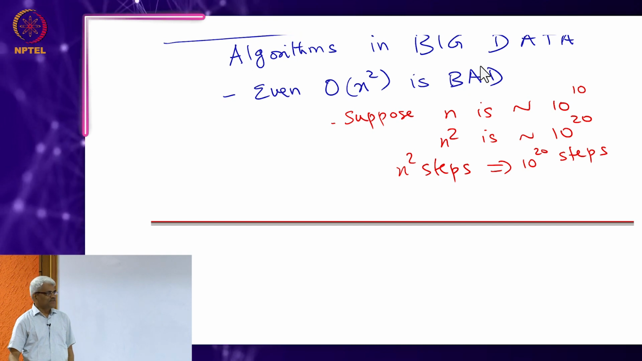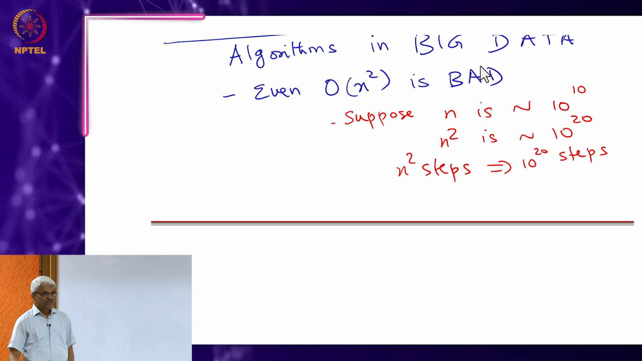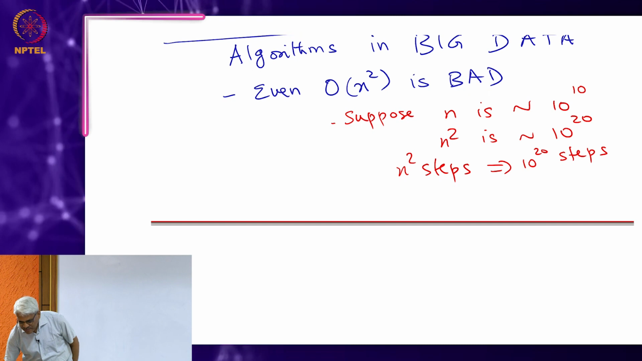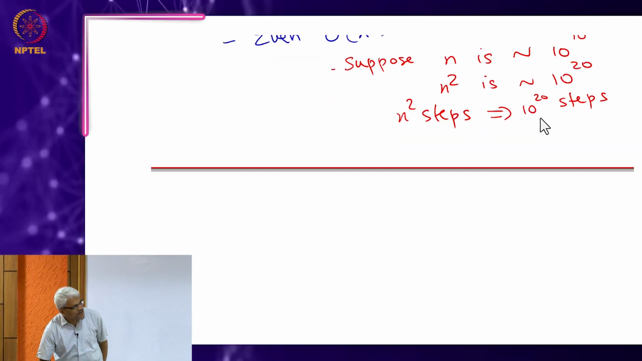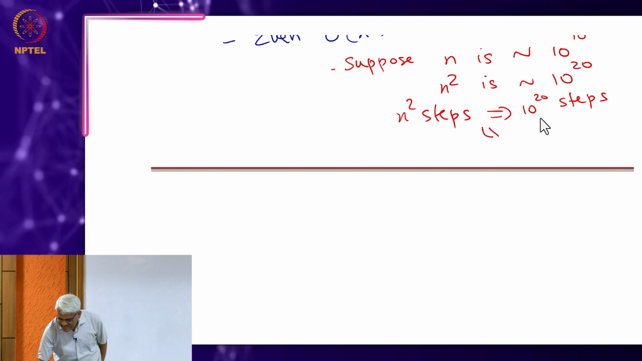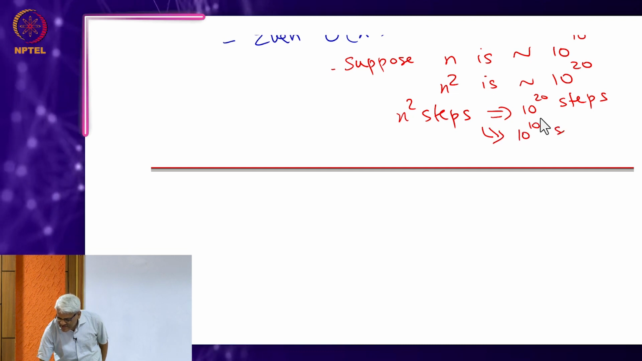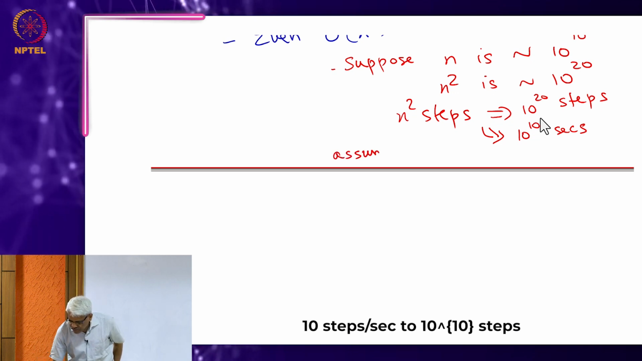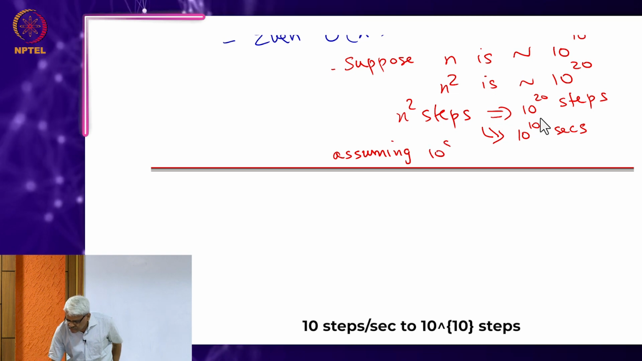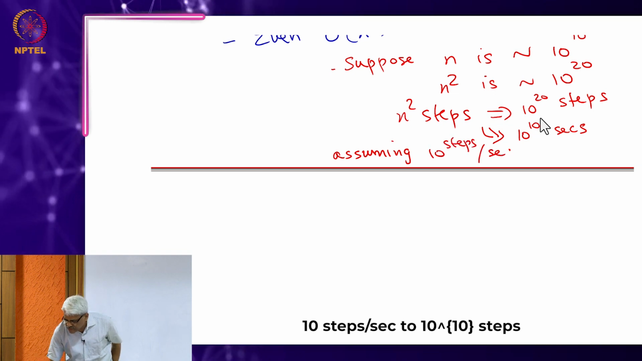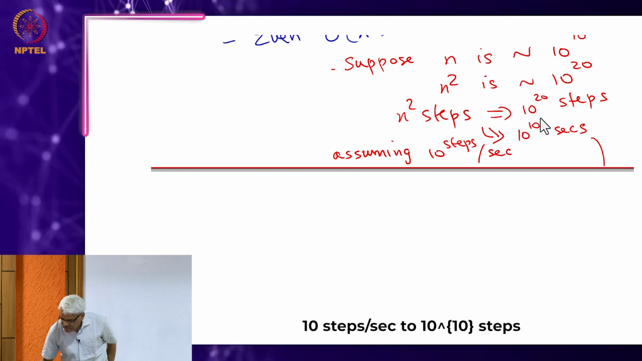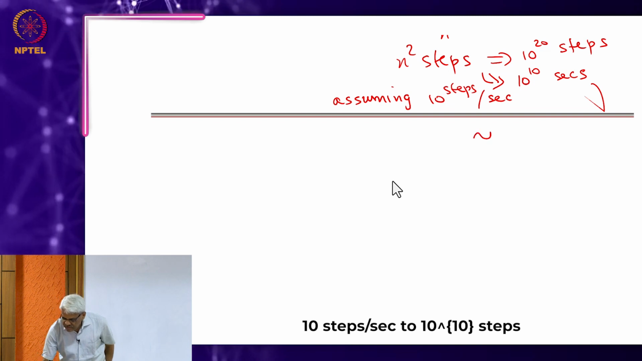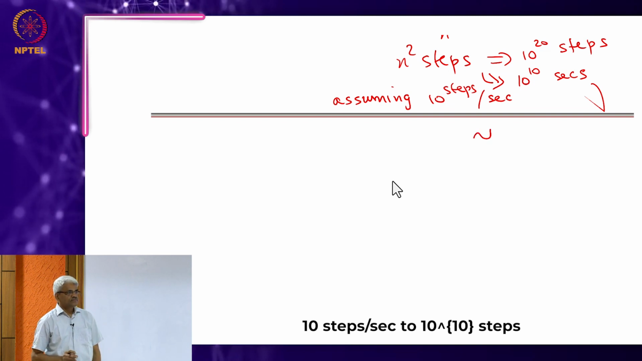Okay, I was expecting somebody will say 2. People have said 2. Maybe you have heard me before. This implies 10 power 10 seconds, assuming 10 power 10 steps per second, and this is 10 power 20 steps, so 10 power 10 seconds, which is roughly how many days?